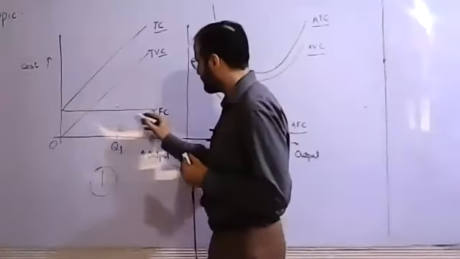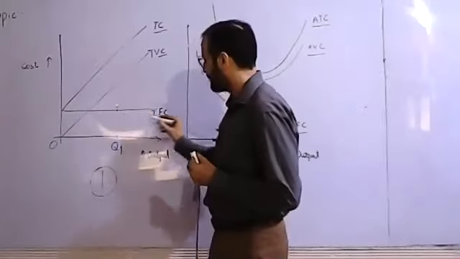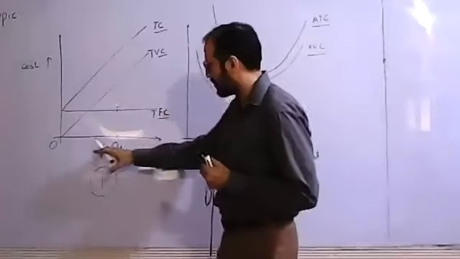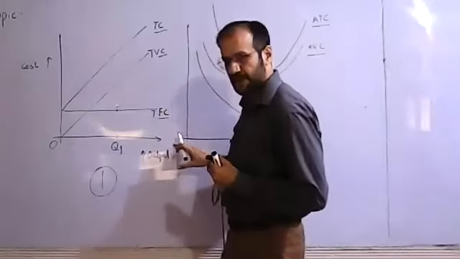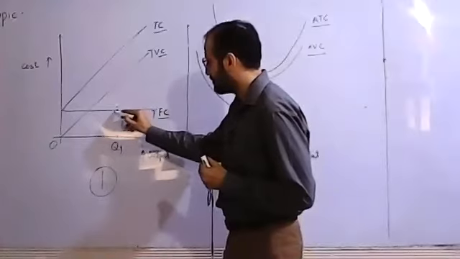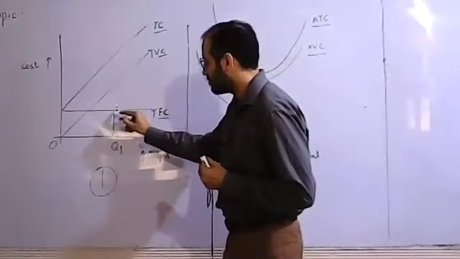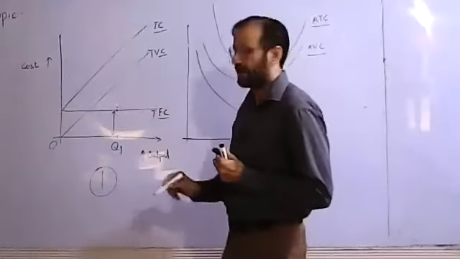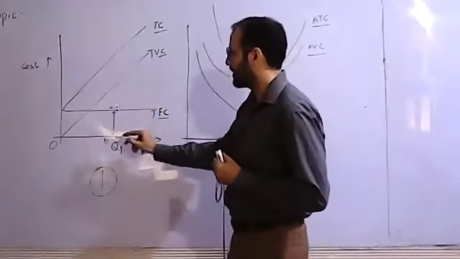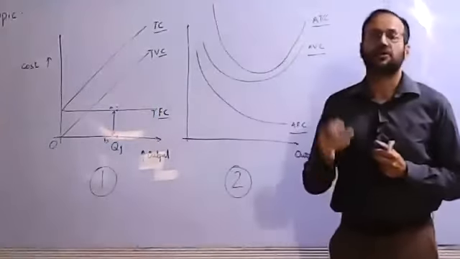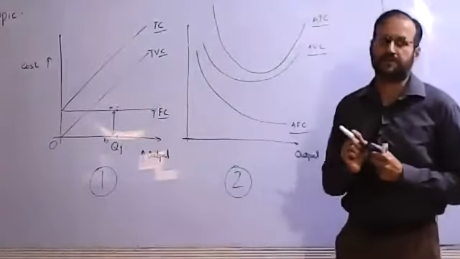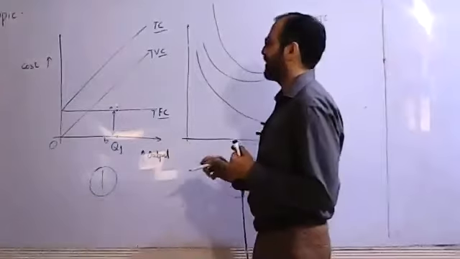So we can obviously see that the total fixed cost curve is a horizontal line, parallel to the output axis. It means that the distance from this point to this, let's say if this is point A and this is point B, so from point A to B, this is the total distance or area of the total fixed cost.